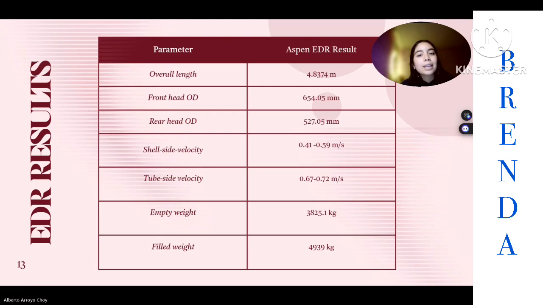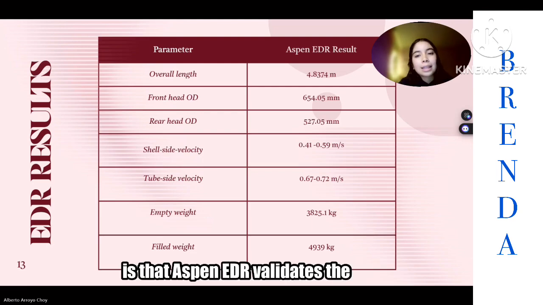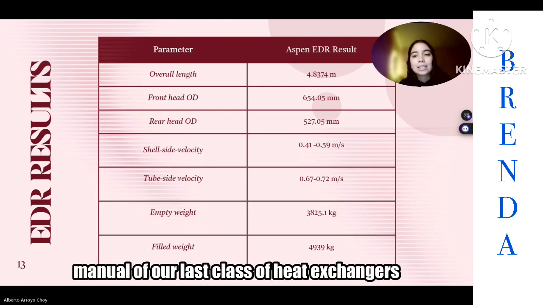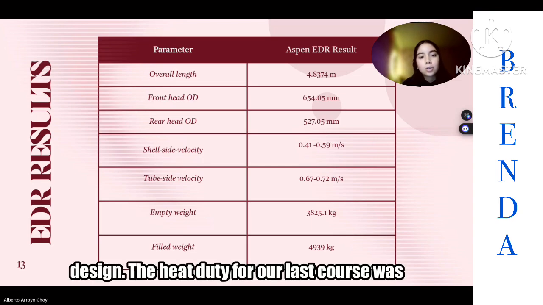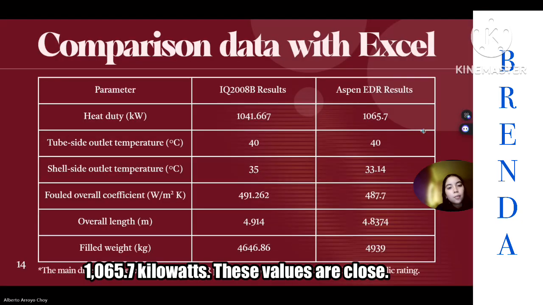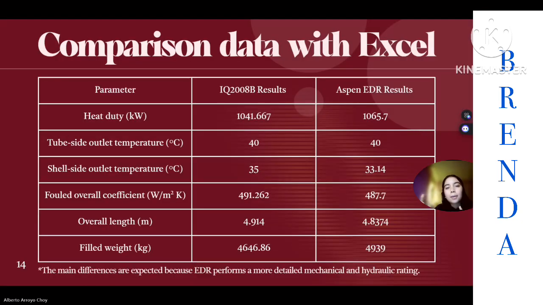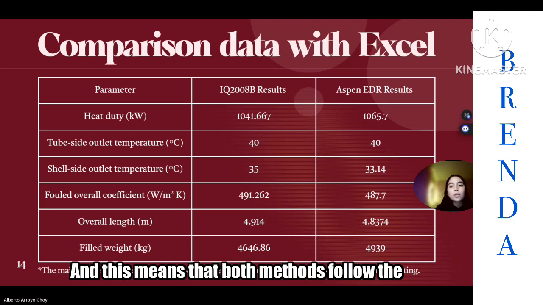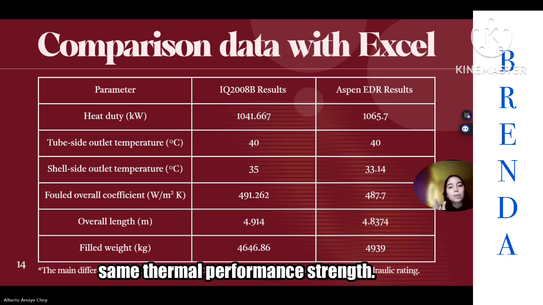My main argument is that Aspen EDR validates the manual heat exchanger design from our last class. The heat duty for our last course was 1041.66 kilowatts, while Aspen EDR predicted 1065.7 kilowatts. These values are close. And this means that both methods follow the same thermal performance trend.